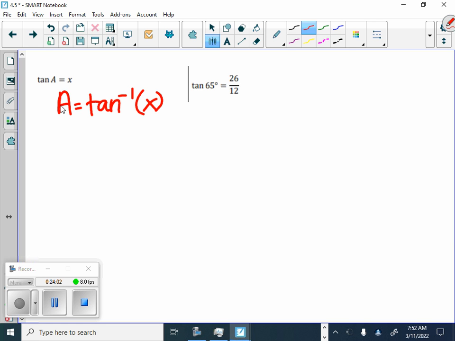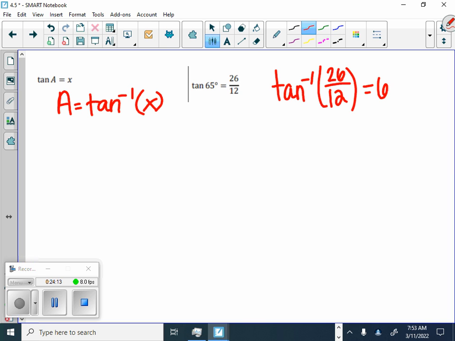Alright, so to figure out this angle, I would take the inverse tangent of 26 over 12. And when I do that in my calculator, I would get that the angle is 65 degrees.